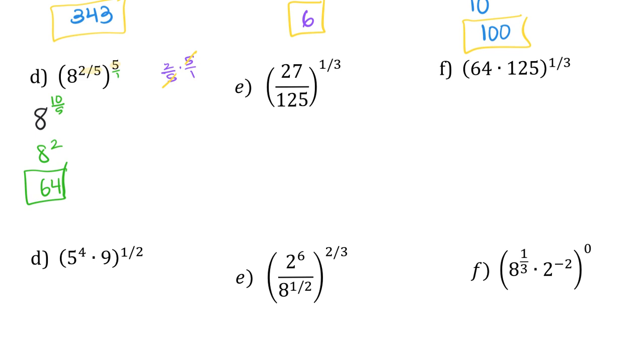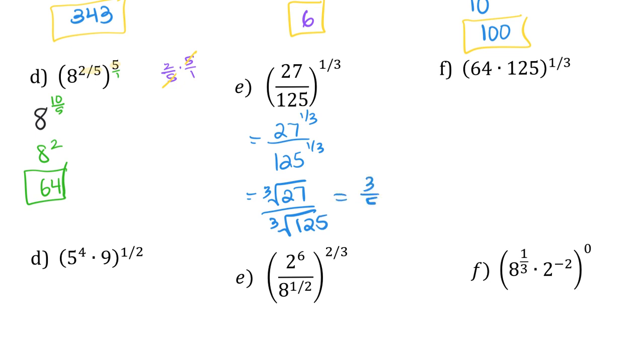Okay, let's distribute the 1/3. So that's 27 to the top to the bottom. Now if these had been dividable, I would have divided them, but they don't divide. So what is 27 to the 1/3? It's the 3rd root of 27 over the 3rd root of 125, which is 3/5.